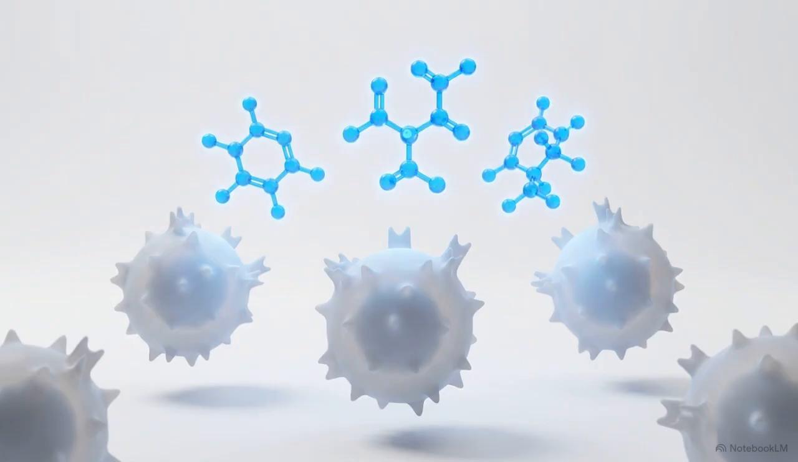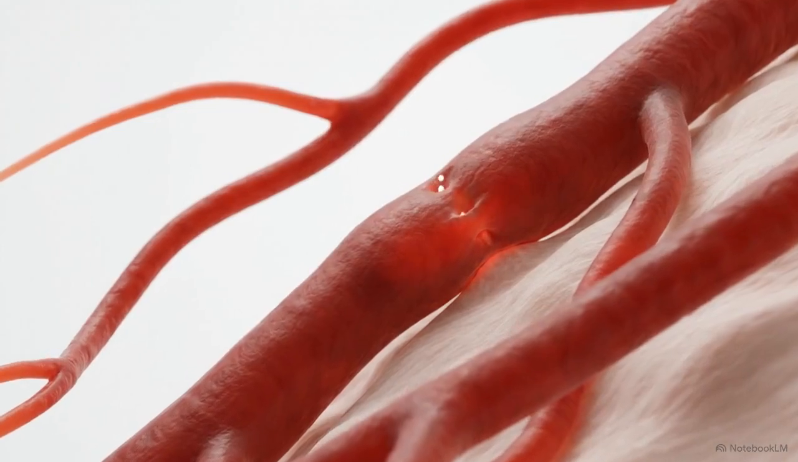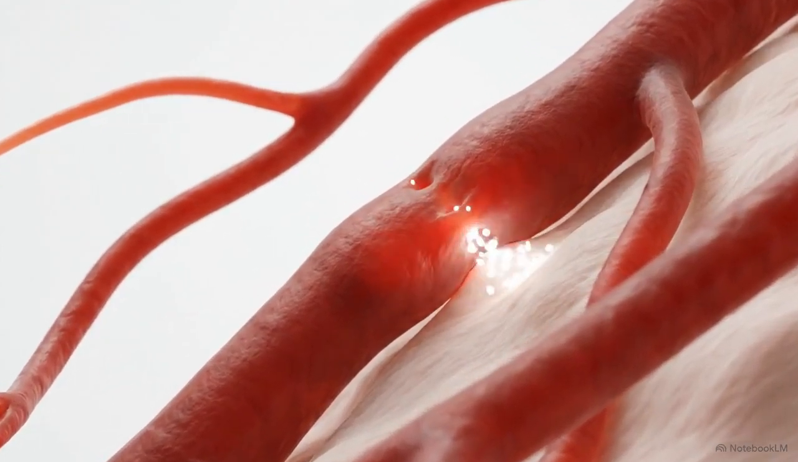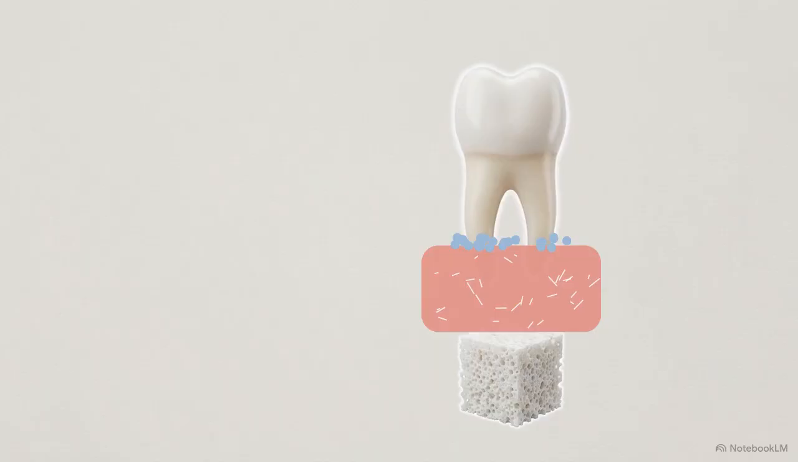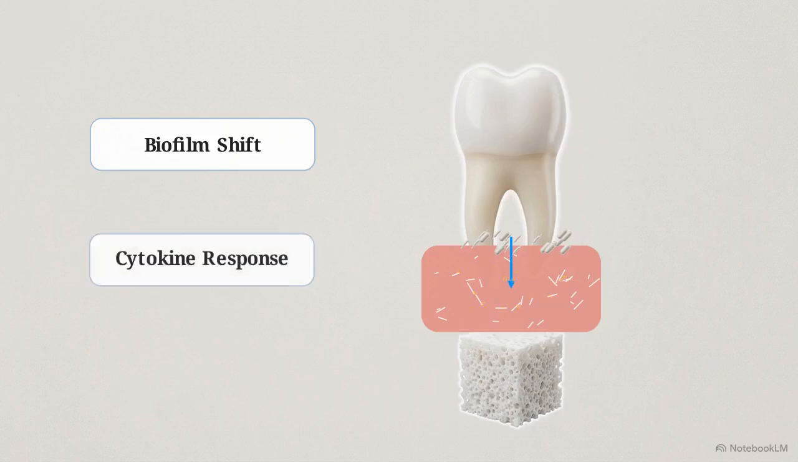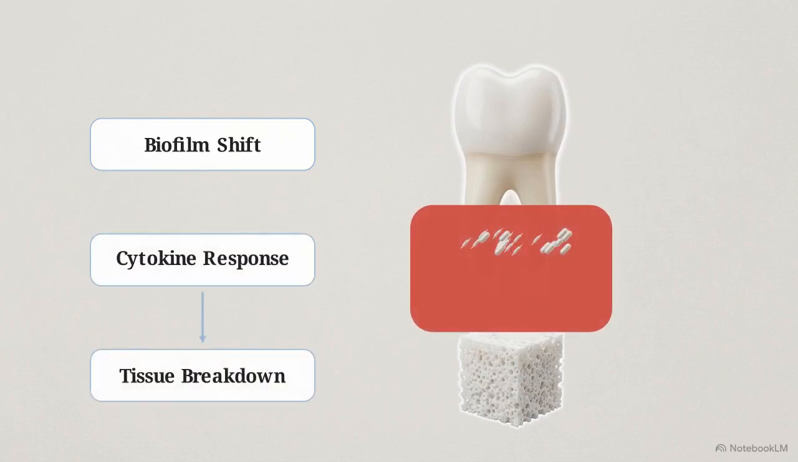The host's innate immune system detects these bacterial products, triggering the release of inflammatory cytokines, including IL-1, PGE2, and TNF-alpha. These released cytokines cause an immediate increase in vascular permeability, initiating the physical breakdown of the local tissue. The shifting architecture of the biofilm dictates a cytokine-driven immune response. This active host defense is what ultimately breaks down the gingival structure.